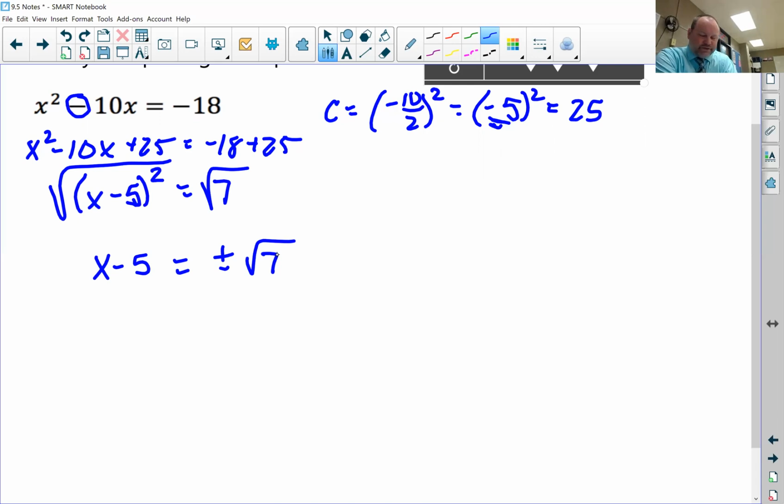And we can double check that 7 does not have any perfect square factors other than 1. It's not even, so 2 will not factor into it. It's not evenly divisible by 3. It's not evenly divisible by 4. It's not evenly divisible by 5. And it's not evenly divisible by 6. So 7 is not going to reduce. It's a prime number. Last step then, get the x by itself by adding 5.